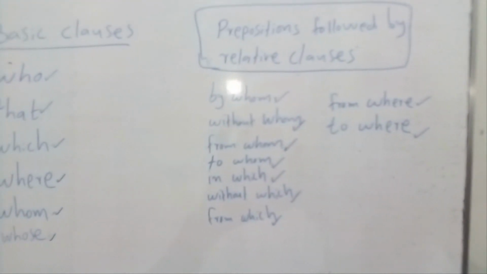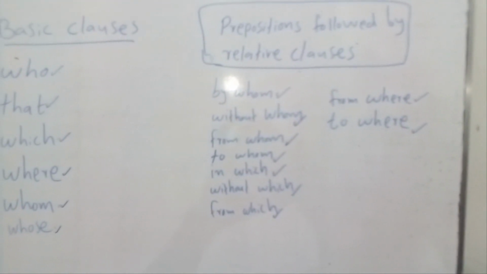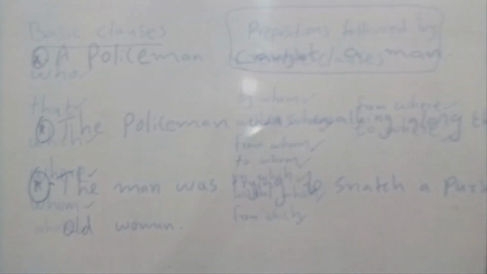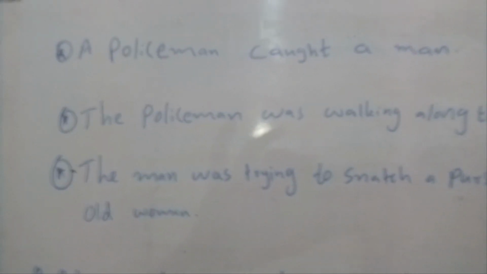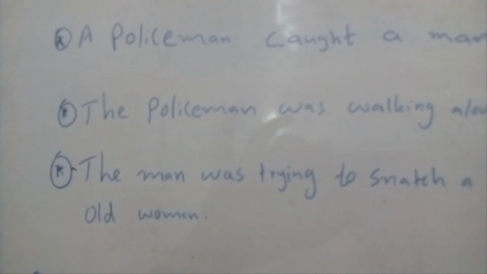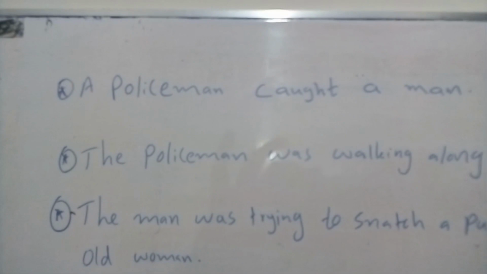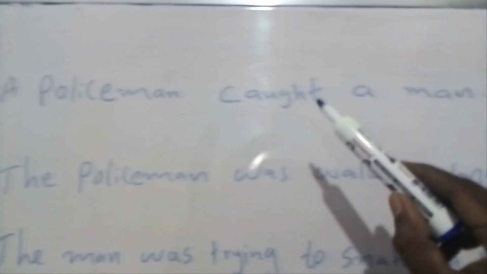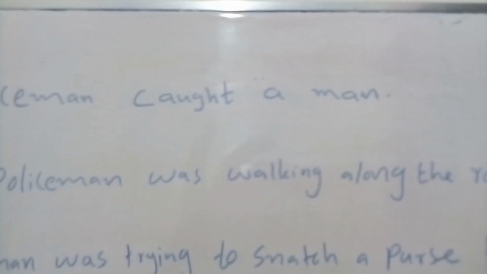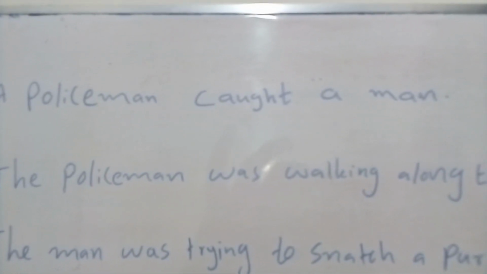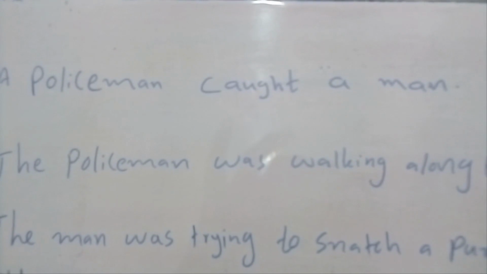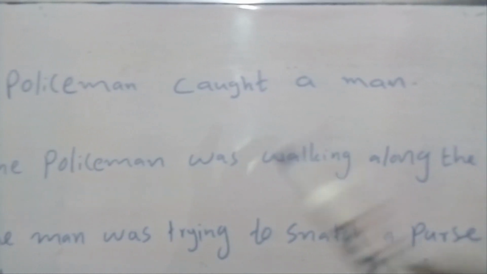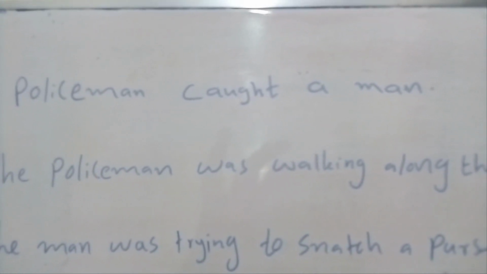So let's start with what a relative clause means, and I'm going to explain where to use a relative clause in a sentence. Start learning relative clauses. Well, now look at the first. I have written a sentence here. A policeman caught a man. This is a simple sentence, just a simple past tense, and it has no kind of complication here.